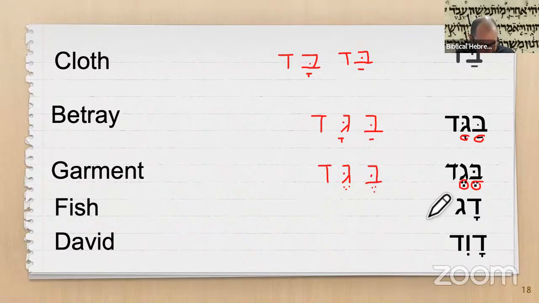Then someone can read this. This is Dalet, da, with a kametz. And then this is Gimel, dag. Dalet, da, it's a long one, and then gimel, which literally means fish, dag. And this is David. So this is how we pronounce David in Hebrew.